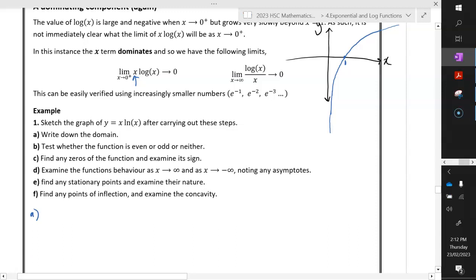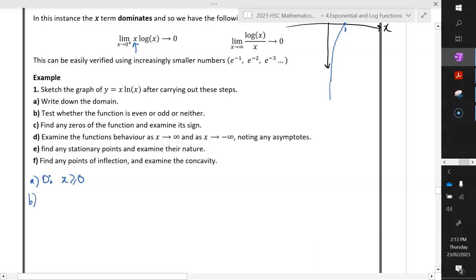So the first thing wants us to have a look at the domain. So the domain of x log of x depends on what is happening up here. So x log of x is going to go to 0. So that means our graph is still going to be this side of the y-axis. So we're going to have values of x that are greater than or equal to 0.